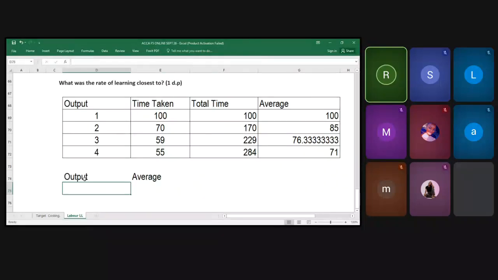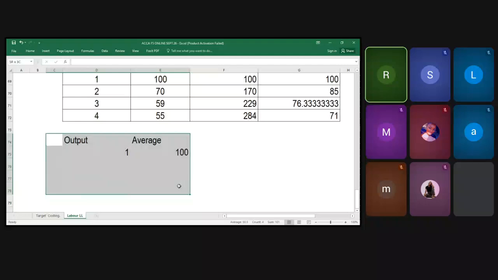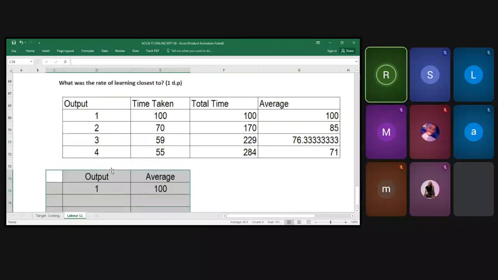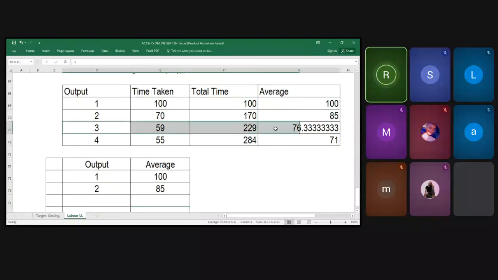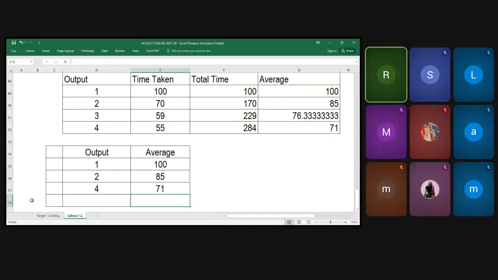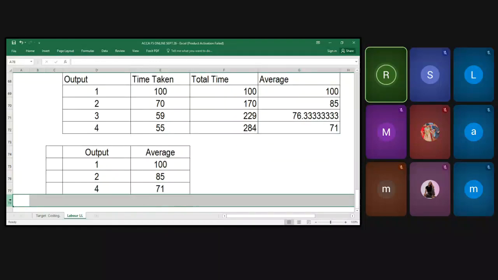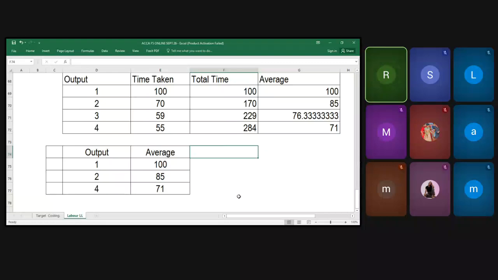All right, output, the first one is 1. My average is 100. Put there. Let me just put a table. All right. Good one. And then the next doubling is 2. Average for 2 is 85. I skip 3 because 3 is not doubling. I go to 4. 4, I put there. And then I take 71. Then I'm done. I can now calculate my labor learning rate.